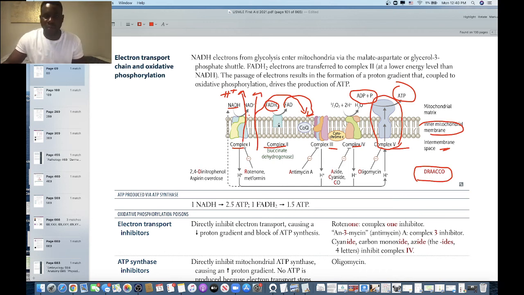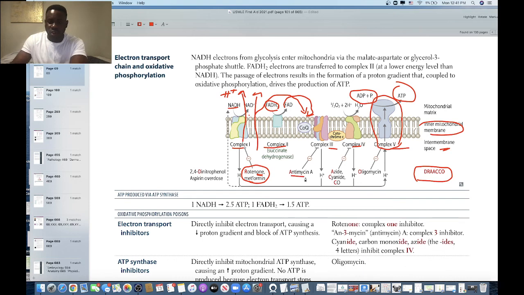So what we were talking about is that all these things are inhibitors of the electron transport chain. You want to know each of them and how they inhibit, right? So we have metformin here, and then rotenone. Rotenone, the 1 over here means that it's inhibiting complex 1.